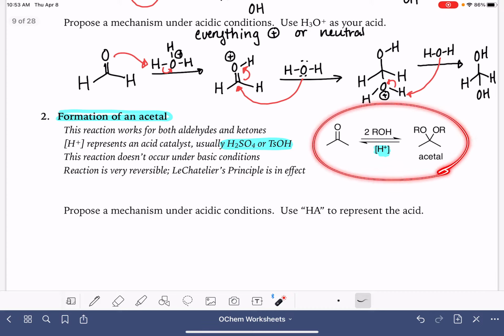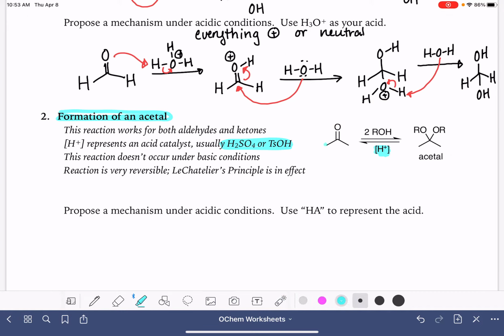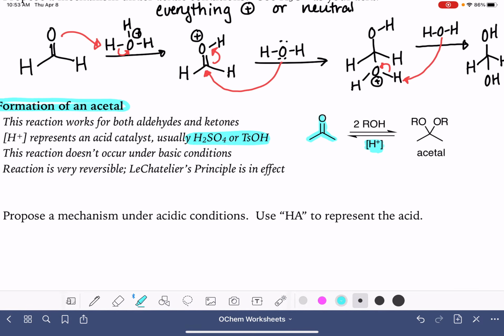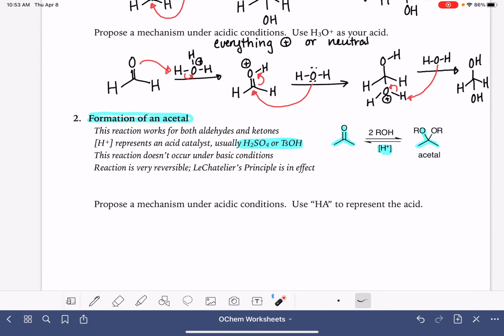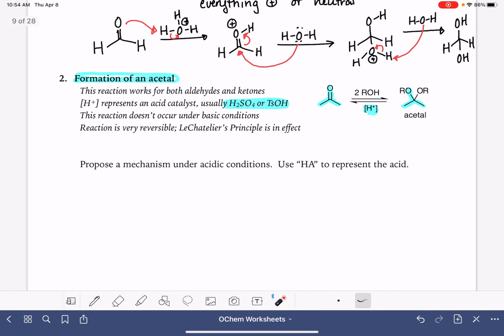So knowing that this is our product over here, I'm going to do the same thing that I did with the formation of the hydrate. I'm going to highlight the ketone that we're starting with, and then highlight the components of that ketone that show up over here in the acetal. So in this reaction, we are adding an OR group to our carbonyl carbon, and then we are adding an R group to the oxygen up here. Let's take a look at how this reaction works. Under acidic conditions, we're going to use HA to represent the acid catalyst right here, and then we're just going to use generic ROH for the reaction.